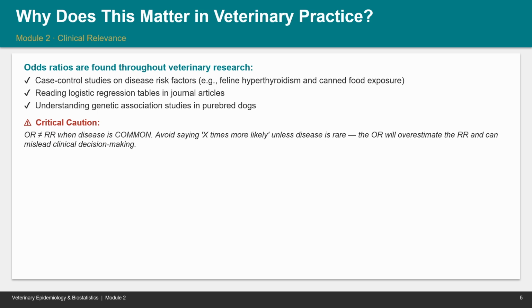One important caution. When you read an odds ratio in a paper, resist the temptation to say animals were X times more likely to get sick. That's technically only accurate when disease is rare. When disease is common, the OR will overestimate the RR, and that can mislead clinical decision making.